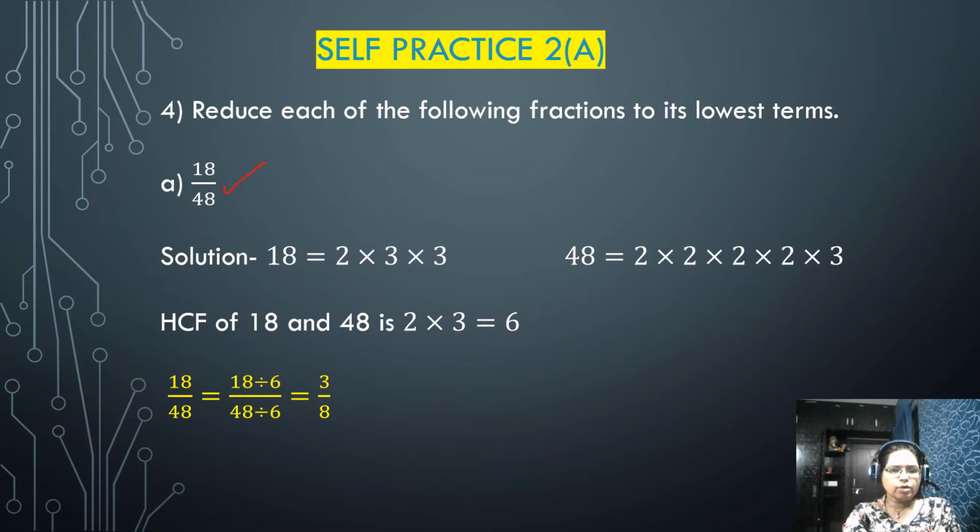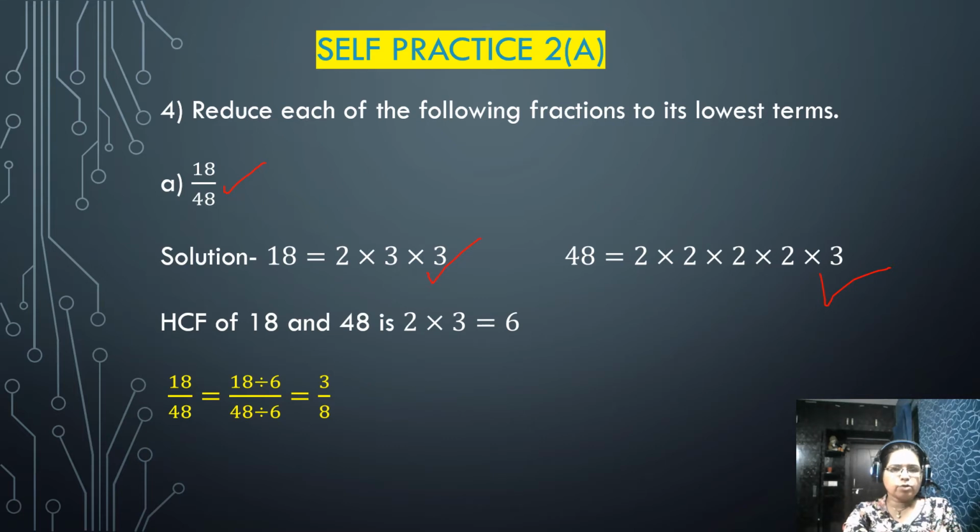Now we first have to find the highest common factor of 18 and 48. First we express 18 as a product of prime factors. 18 is 2 multiplied by 3 multiplied by 3. And 48: we know 16 multiplied by 3 is 48, so 48 is 2 multiplied by 2 multiplied by 2 multiplied by 2 multiplied by 3.